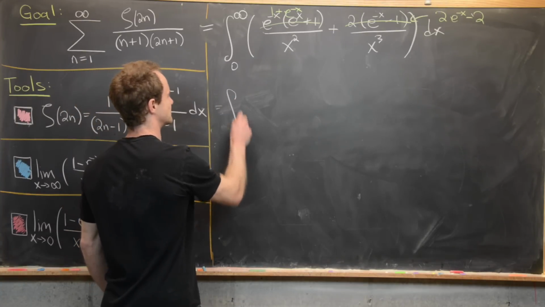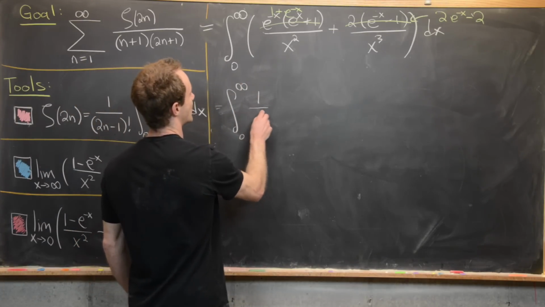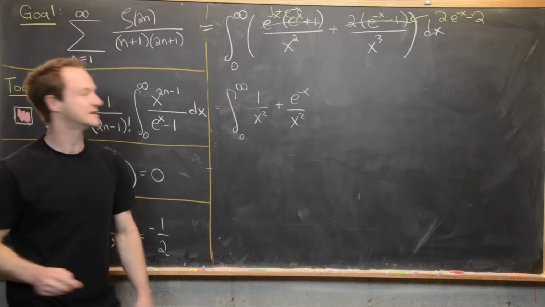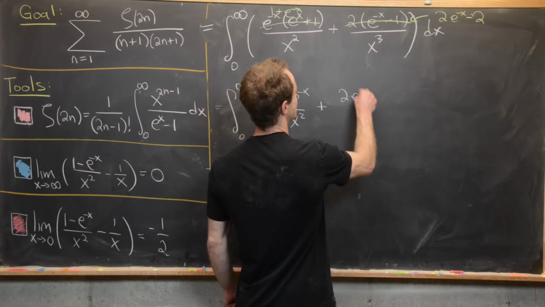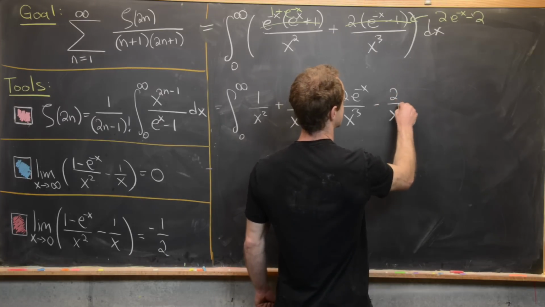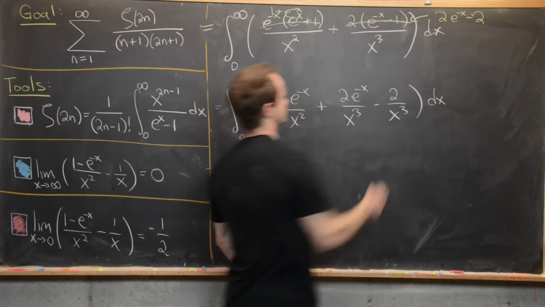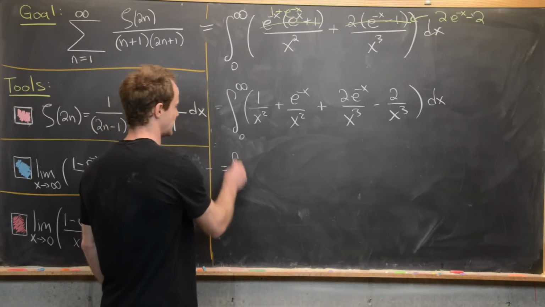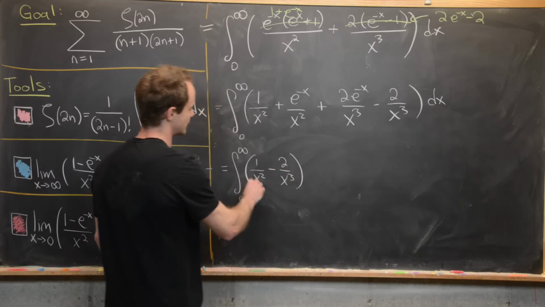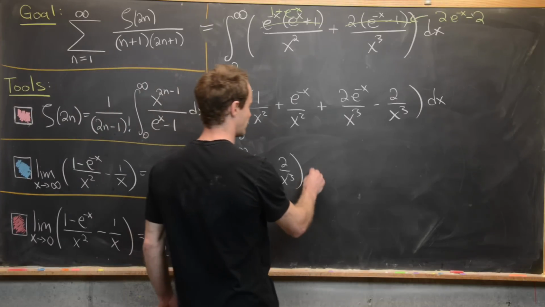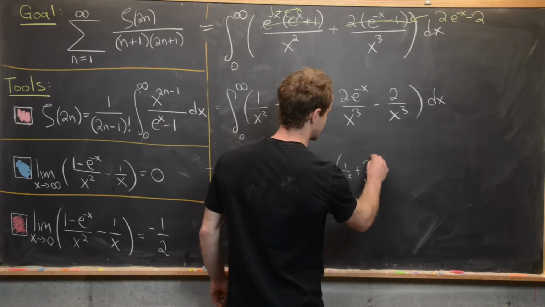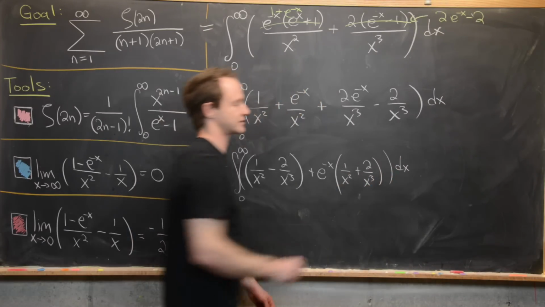So here we've got the integral from 0 to infinity of 1 over x squared plus e to the minus x over x squared. So that's what I get from spreading that into pieces. And then I have plus 2e to the minus x over x cubed, and then finally minus 2 over x cubed dx. So now I'm going to put these together a little bit. So this is going to give me the integral from 0 to infinity of 1 over x squared minus 2 over x cubed. So those are the terms without the exponentials. And then I have plus e to the minus x times the quantity 1 over x squared plus 2 over x cubed. And all of this is within my dx integral.